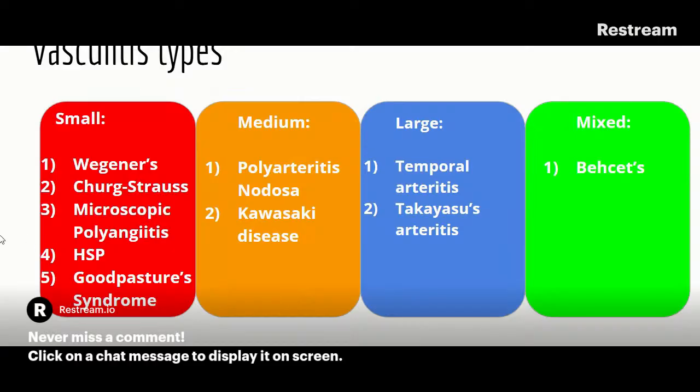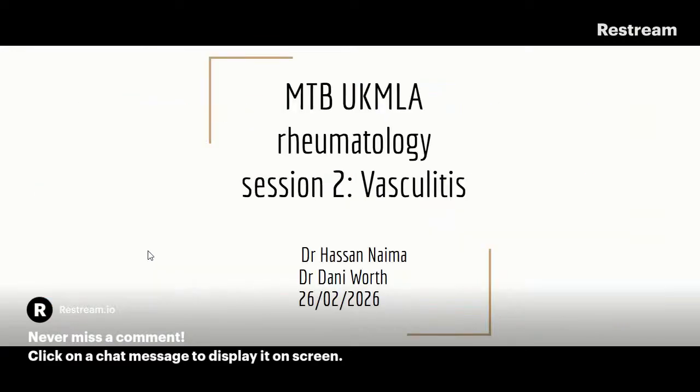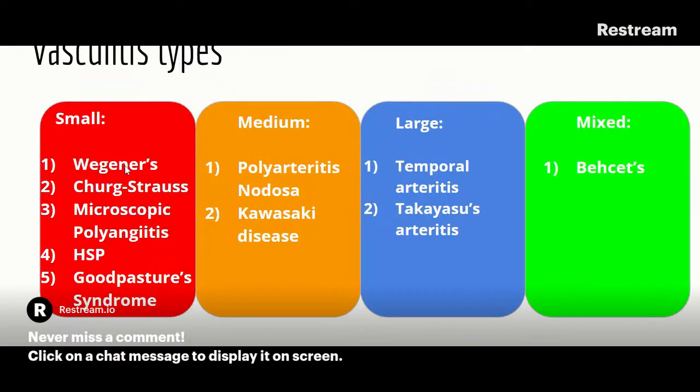You've got different types of vasculitis: small, medium, large, and mixed. Those are the main categories that you'll need to know for all intents and purposes. We'll talk about what each one represents, and what the difference is between small, medium, and large vasculitis. The ones you're going to see in small are Wegener's granulomatosis, Churg-Strauss granulomatosis, microscopic polyangiitis, Henoch-Schönlein purpura, and Goodpasture syndrome. Those collectively are the ones that come up in small.